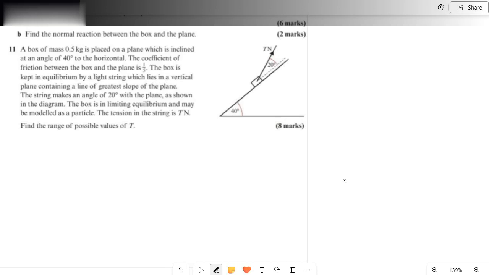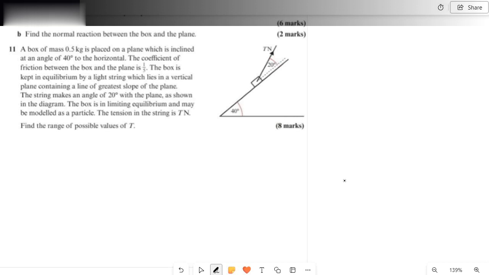The box is kept in equilibrium by a light string which lies in a vertical plane containing a line of greatest slope of the plane. The string makes an angle of 20 degrees with the plane as shown in a diagram. The box is in limiting equilibrium and may be modeled as a particle. The tension in the string is T newtons. So we have to find the range of the possible values of T.